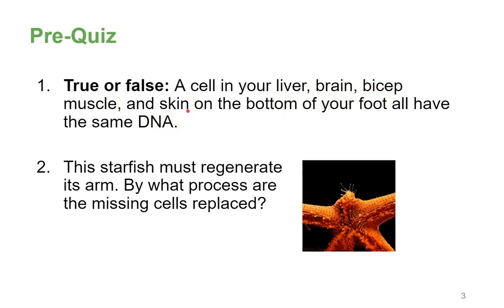Let's think about this starfish. The starfish lost its arm, and it is able to regenerate its arm. So by what process are the missing cells replaced? Now you might think, well, we haven't talked about starfish and how they regenerate their arms. Well, what simple process are they going to do? They're going to do cell division to replace that arm. They're going to have to make more cells to get to that arm shape they had before. So they're going to do cell division, which results in more cells.